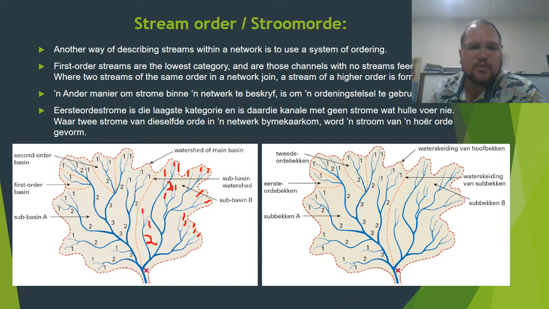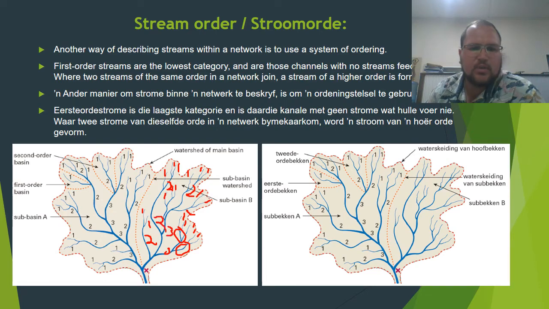Yeah, it's hard to draw with this mouse. Here's another second order stream. Here's another second order stream. Here's another second order stream. And another second order stream. So where the two second order streams flow together, we get a third order. We get here two second order streams flowing together. We get a third order, two second order streams flowing together.